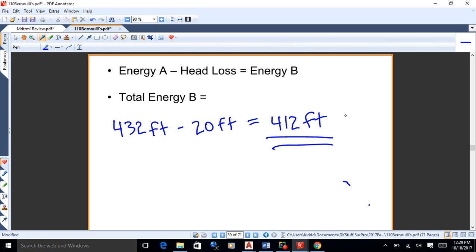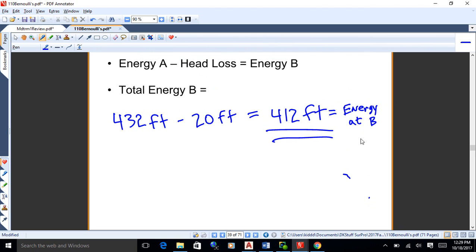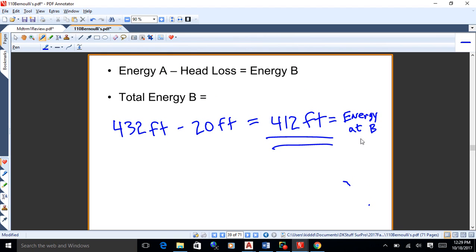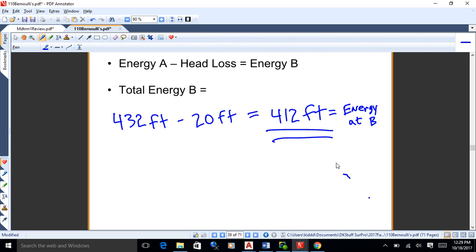All right, so what we got left at B is 412 feet. So that's the energy at B. Now let's see what's going on at B. So the first thing you do is you start at a thing you know, and I know A. And then the second thing I do is I see what happens between A and B, and what happens is I lose 20 feet of energy. So now I know how much energy I've got at B. So now I'll analyze B in a little bit of detail here. That'll be the next thing that I'll do.